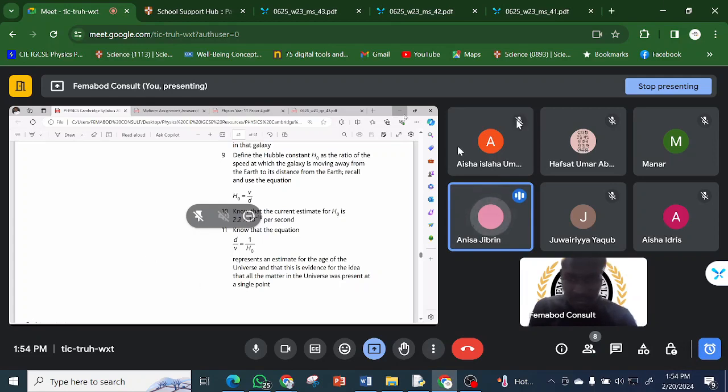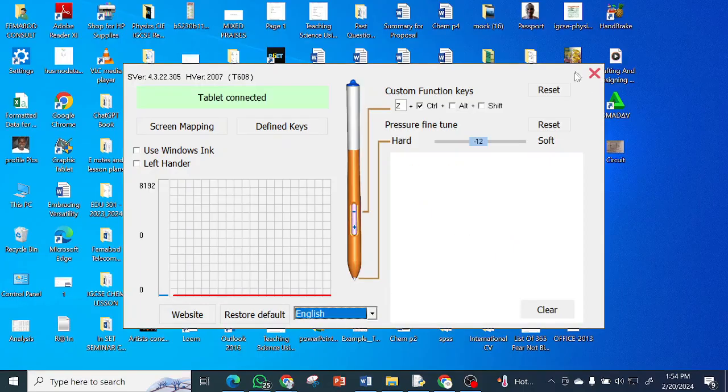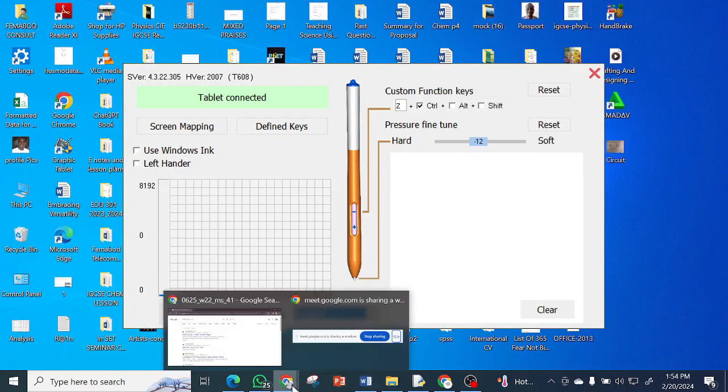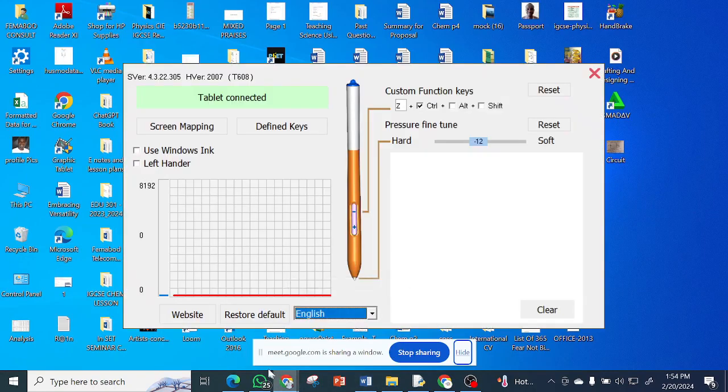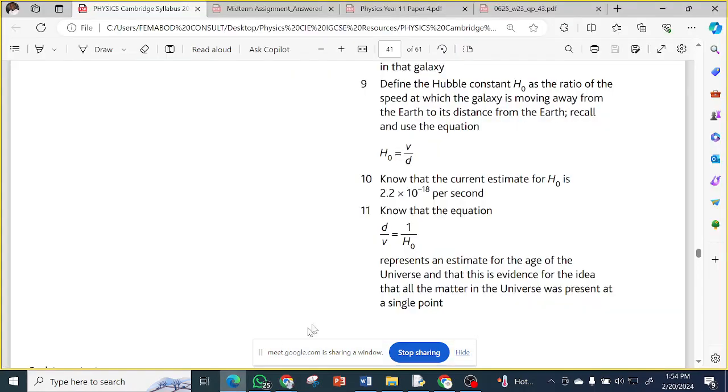Mr. Femi, this current estimate for the Hubble constant, this 2.2 times 10 raised to the power of minus 18 per second. So the V over D value is always 2.2 times 10 raised to the power of minus 18. Does that mean the value of the Hubble constant is always equal to that? Whichever value they give us to find the Hubble constant, that will always be our answer. Exactly, that's what I'm saying.